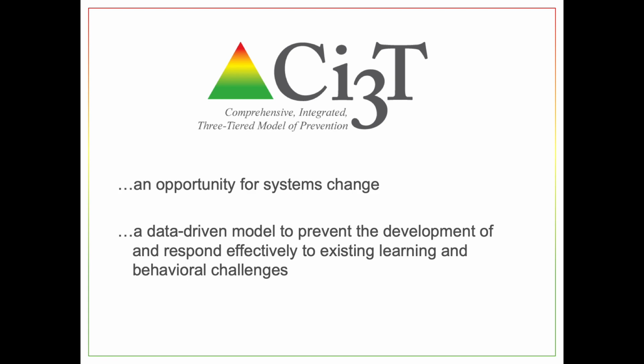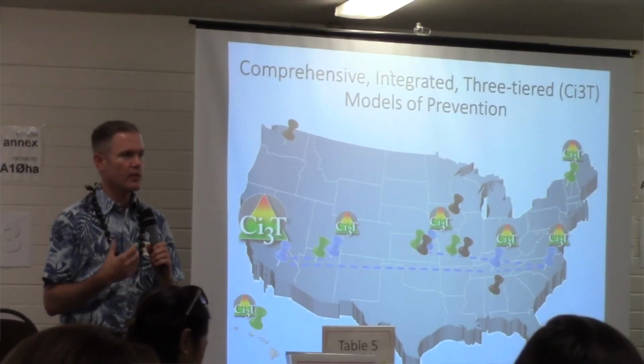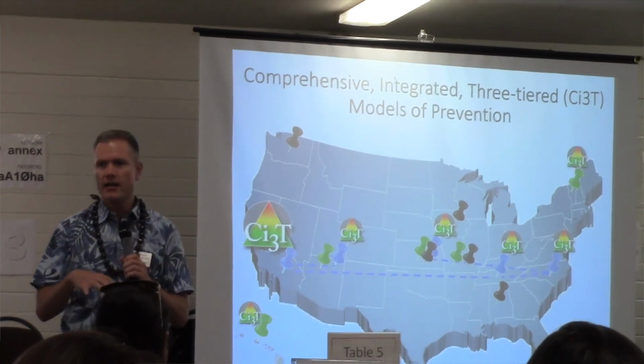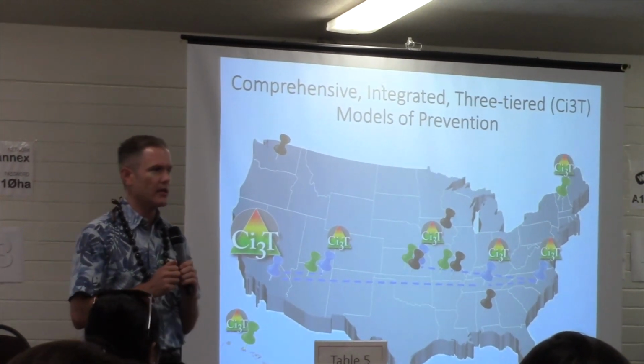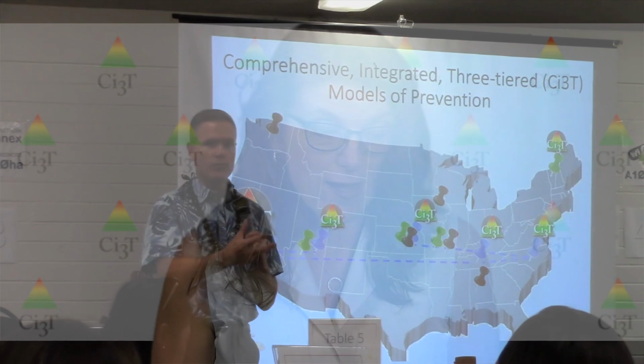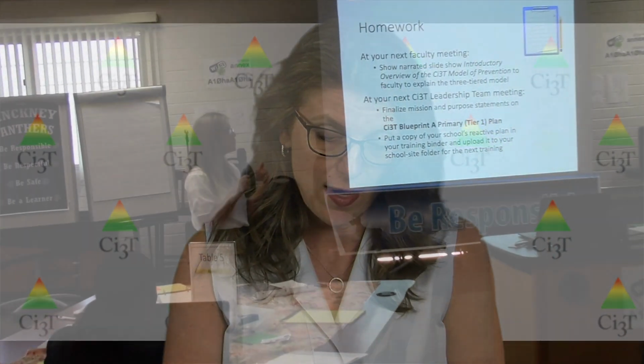When we think about Ci3T, I want to emphasize that this was initially designed in the beginning stages in 1996 in partnership with one school in Southern California. Since that time, we've had the opportunity to work with district partners in a number of different states: California, Arizona, Tennessee, Missouri, Vermont, Washington, the list goes on. Through those learnings, we have had the opportunity to refine this model.